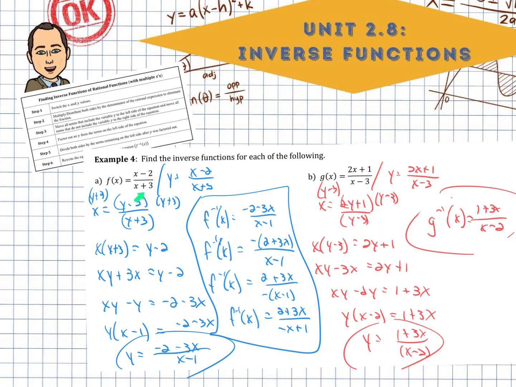Notice, my domain here did not include negative 3. Now, can I have negative 3? Absolutely, I can. The value I cannot have is a positive 1 because of that domain restriction. Over here off to the side, I can't factor anything for the inverse function for g, so I'm kind of stuck. I'm just going to let it be at 1 plus 3x over x minus 2 as my only realistic possible answer for that inverse.